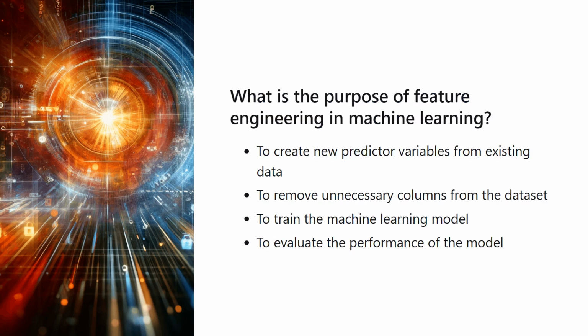What is the purpose of feature engineering in machine learning? To create new predictor variables from existing data. To remove unnecessary columns from the dataset. To train the machine learning model. To evaluate the performance of the model. The accurate response is to create new predictor variables from existing data. Let's now explore why this answer is correct.